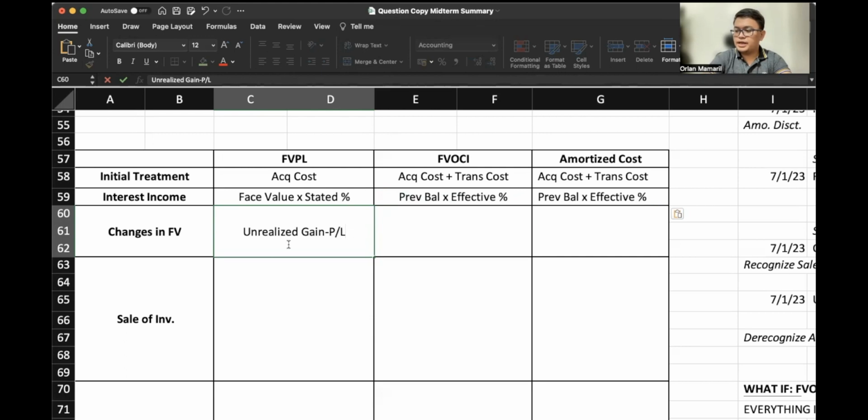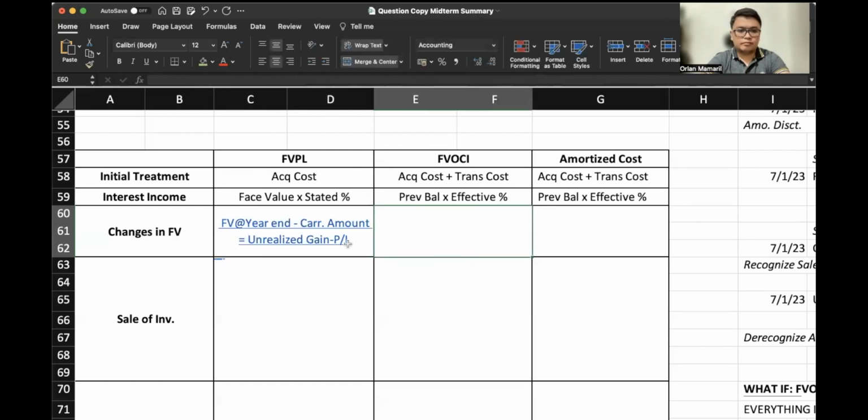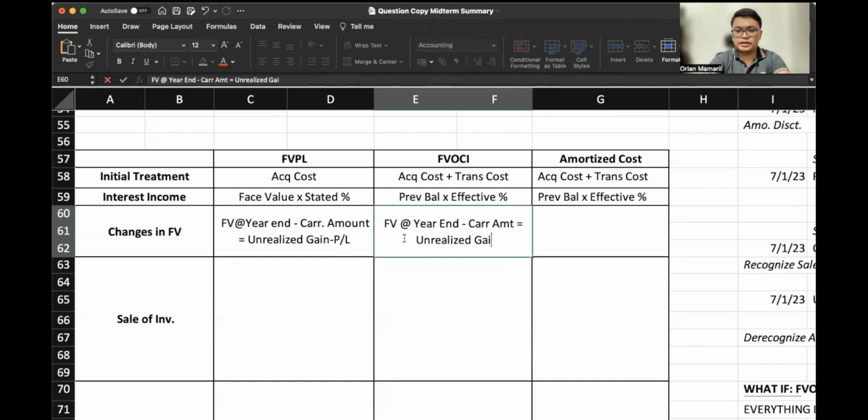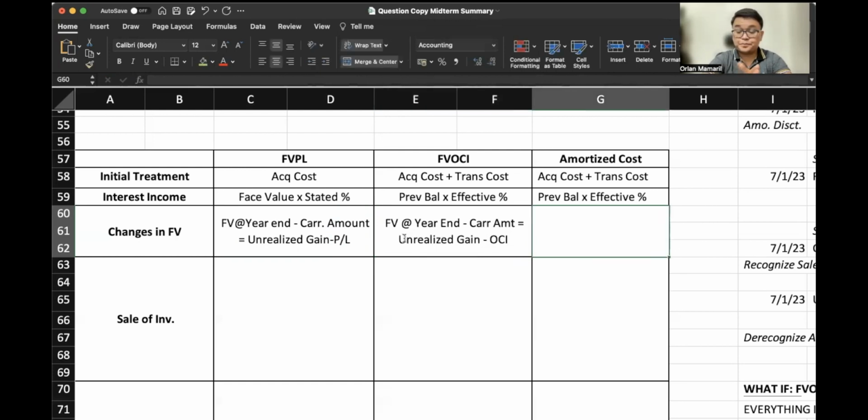Right? And then, that is the fair value at year end minus our carrying amount. For FVOCI, that would be the fair value at year end, also subtracting it by the carrying amount, that is the unrealized gain or loss for OCI. However, for amortized cost, changes in fair value are ignored.